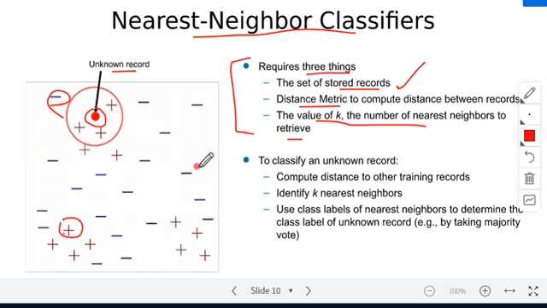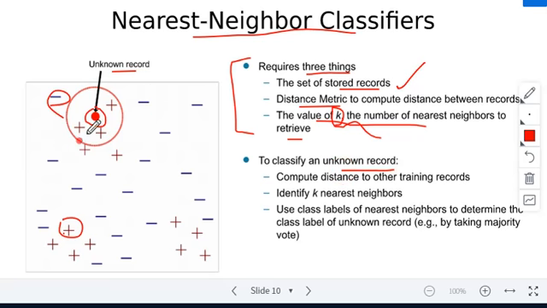Okay, so any of this based on the application we can decide. The next one is we have to decide the value of k. K can be 1, k can be 2, k can be 3, k can be 4, and so on. Next, what we have to do to classify the unknown record.